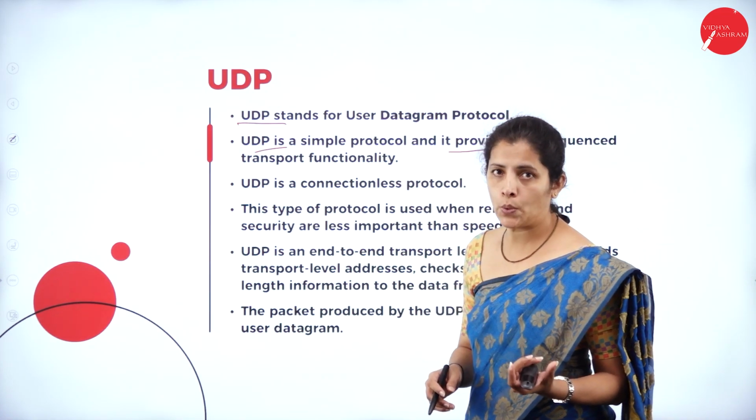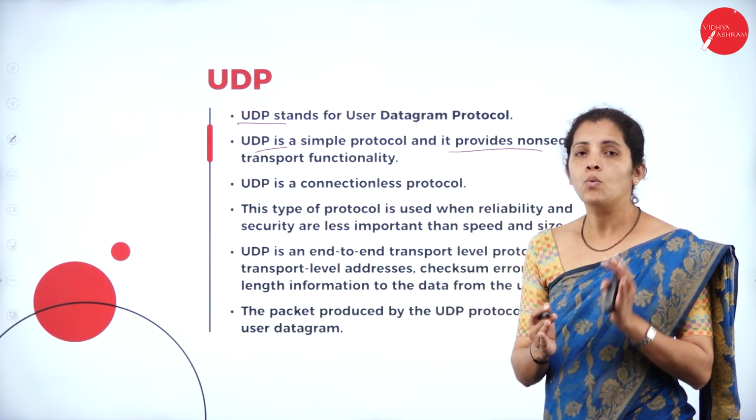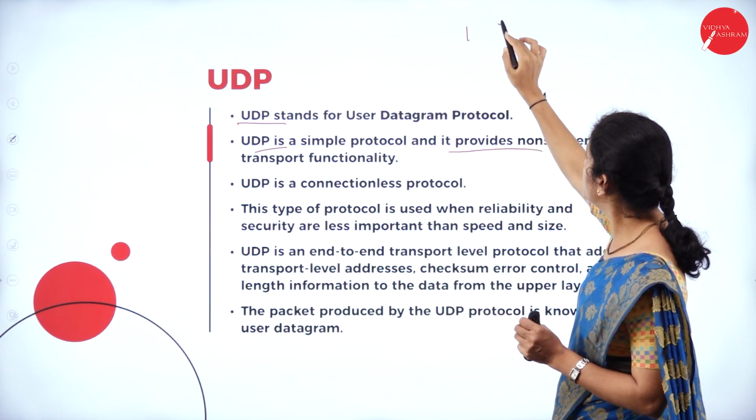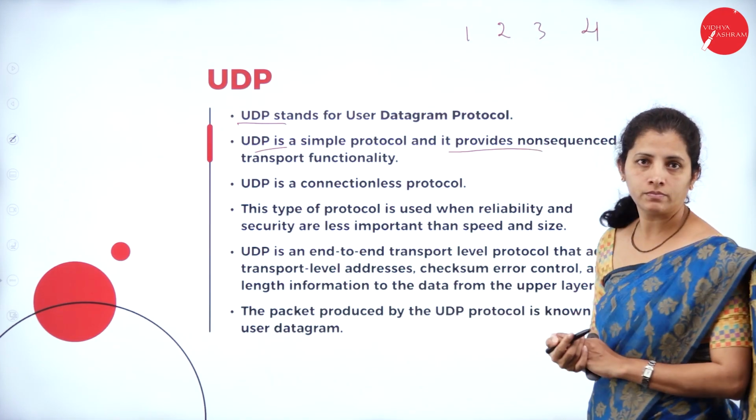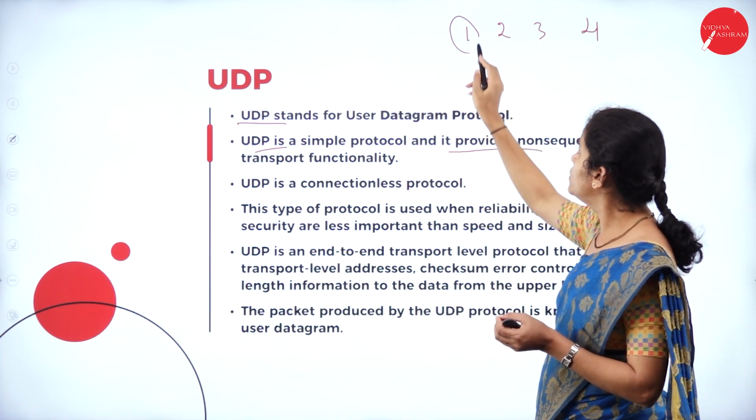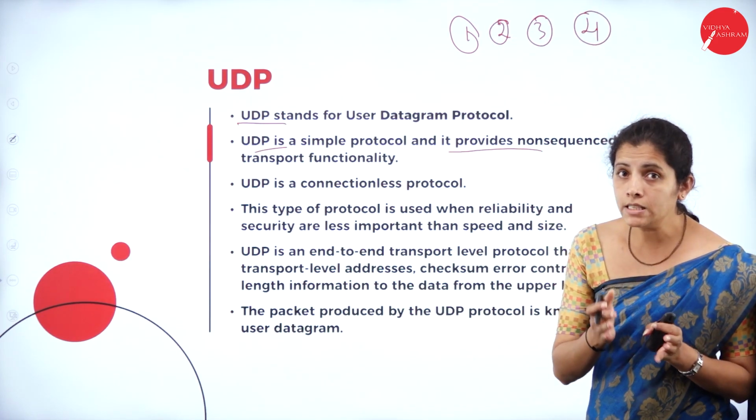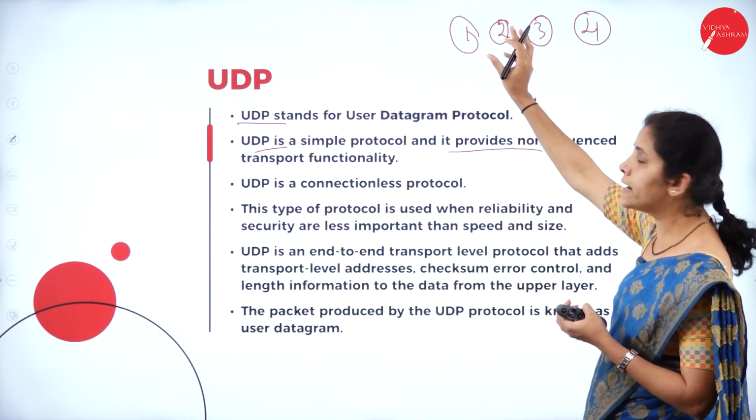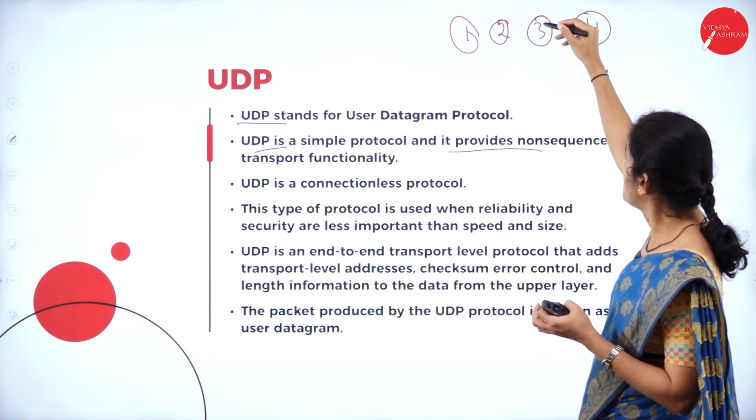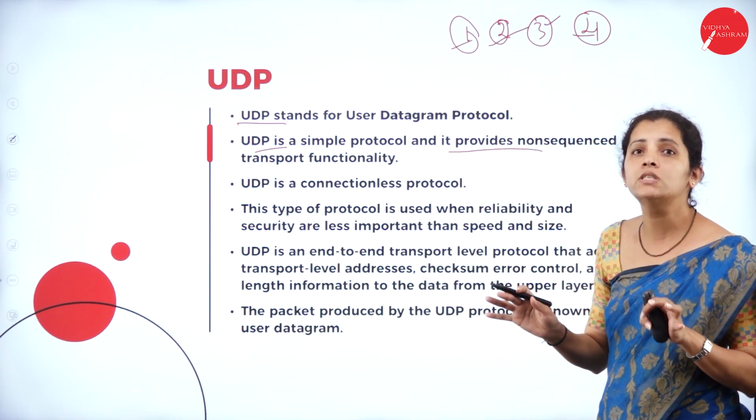So what is non-sequenced? Before that, tell me what is sequenced. Sequence in the sense what? One after another. Think that I have four packets: 1, 2, 3 and 4. If I go with the sequence, first I am going to get packet 1, then 2, 3 and 4. If I consider non-sequence, I have 4 packets, and I am going to receive them randomly. For example, first I am going to receive the third packet, then the first packet, then the fourth, then the second. So there is no sequence.